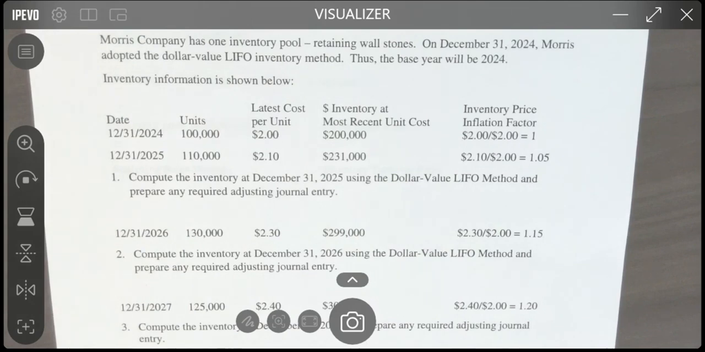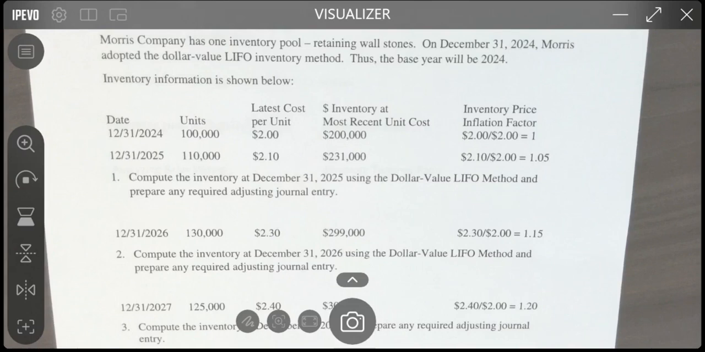Hi, welcome to our illustration video of dollar value LIFO. Again, dollar value LIFO is one of the simplifying methods to reduce the cost of accounting under the LIFO cost flow assumption. In this example, Morris Company has one inventory pool, retaining wall stones.